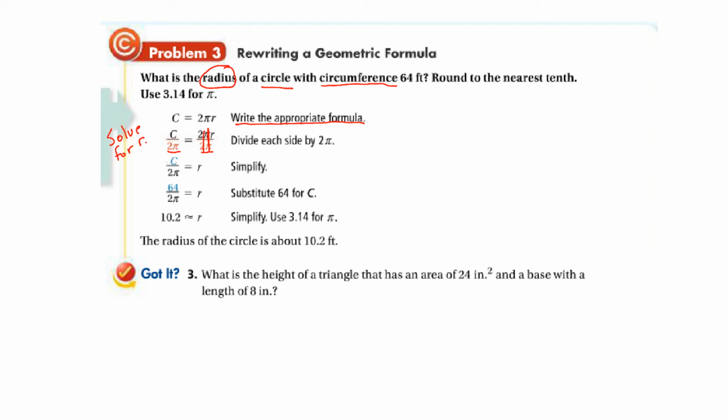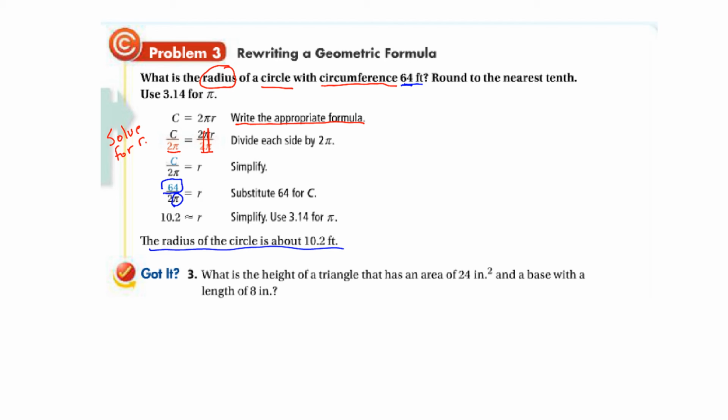Now I know that the circumference of the circle is 64 feet. So I take that 64 and I put it in for my c on the side that r equals, and then in place of my pi here, I would put 3.14, and you end up with approximately 10.2. So the radius of our circle is about 10.2 feet.